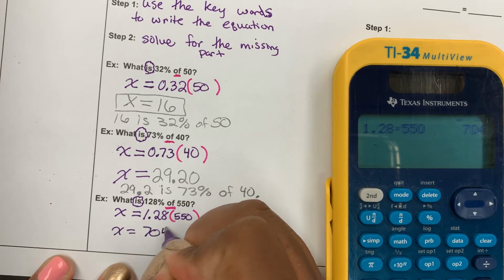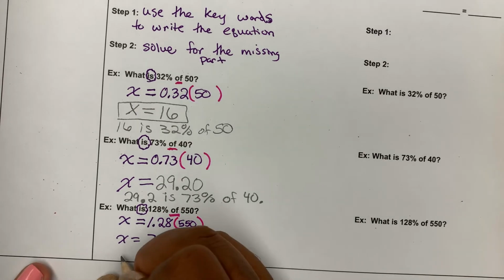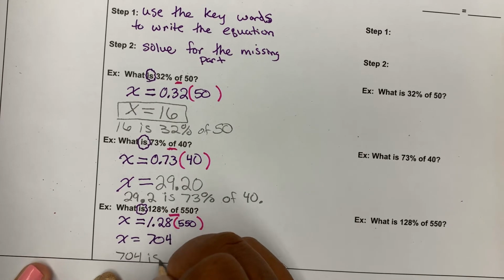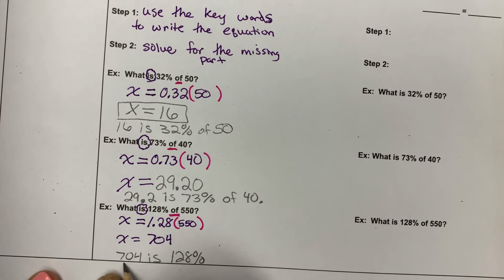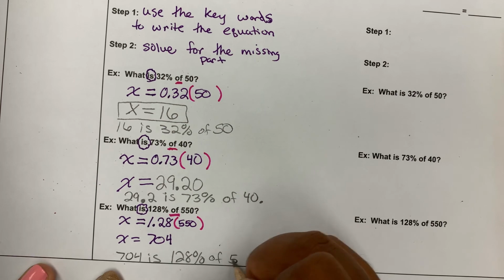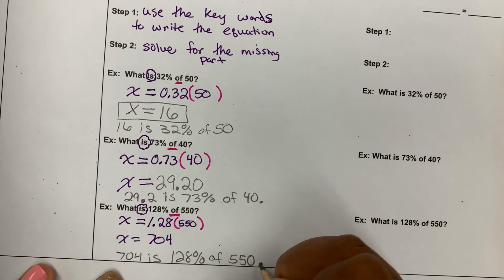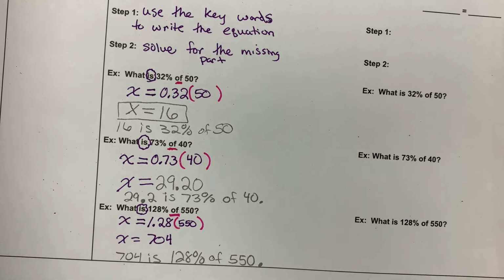So 704 is 128% of 550. So as I can see, it's way more than what I started with of 550. And that's how you find the percent of a number using the equation method.